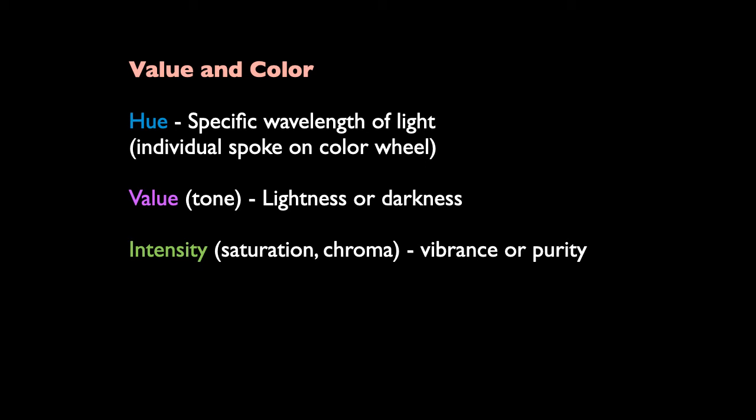The hue is technically the specific wavelength of light. If this photon is coming from the sun and bouncing off a tree and then flying through the air and hitting us in the eyeball, all these wavelengths of light except for this green have been absorbed into that tree, and the green reflects off and hits us in the eye. And so that narrow range of frequency in the electromagnetic spectrum is what we perceive as hue. It's like an individual spoke on the color wheel.